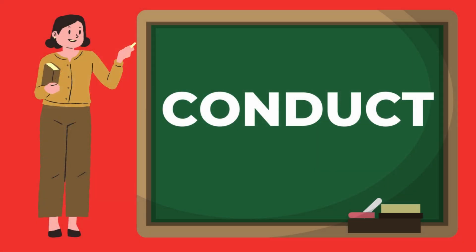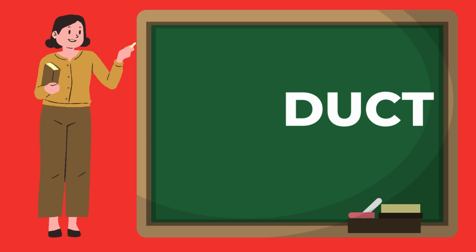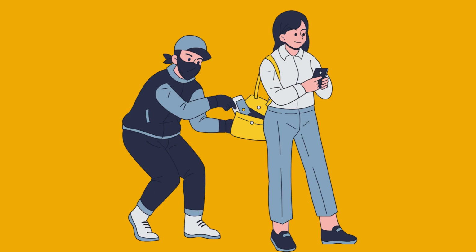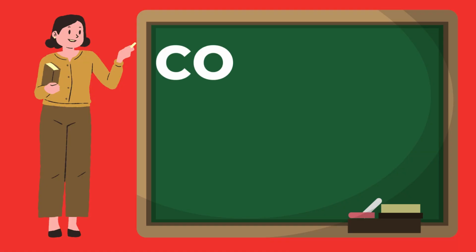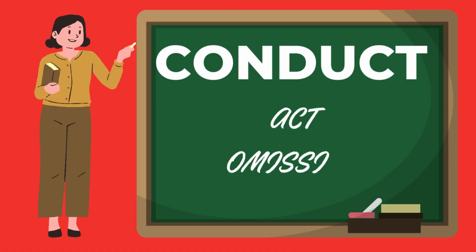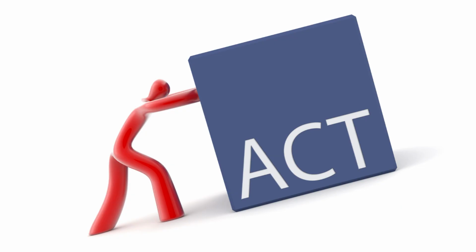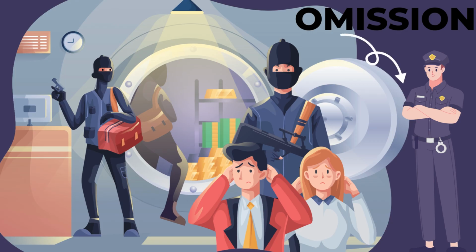First things first, what do we mean by conduct in criminal liability? Well, it's the starting point, the fundamental element. But within this term, we encounter two key components, act and omission. Now, an act is what we commonly think of as positive conduct or commission, while an omission is essentially negative conduct or a failure to act.